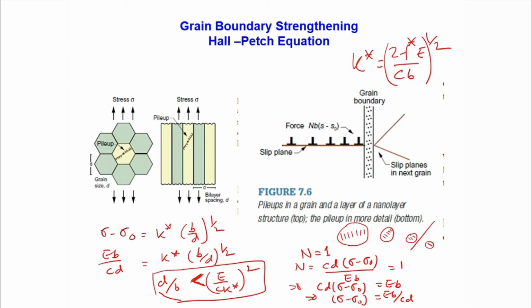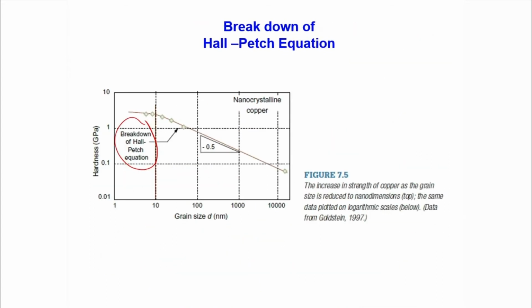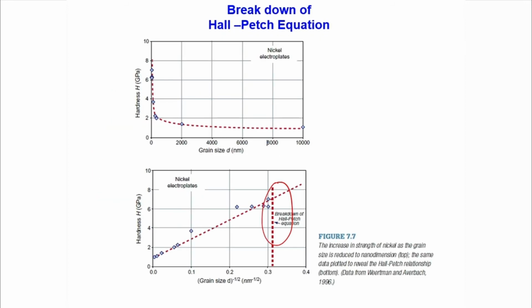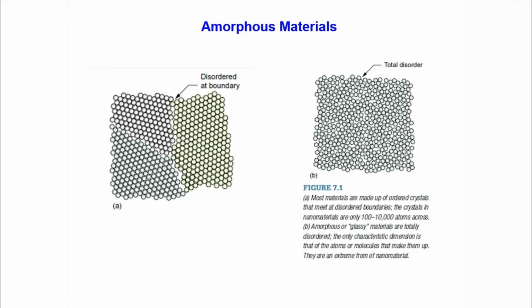That is what we discussed a lot, and this is the mathematical derivation. I will not go back into it. Okay, these are some of the things which I have shown you, how the Hall-Petch breaks down in copper, nickel, or maybe in the case of multi-layers also.